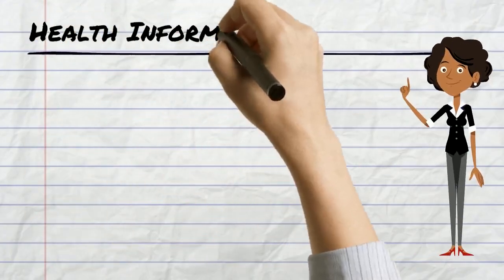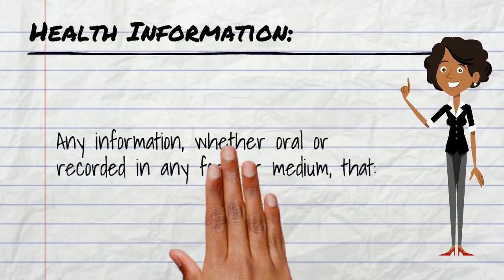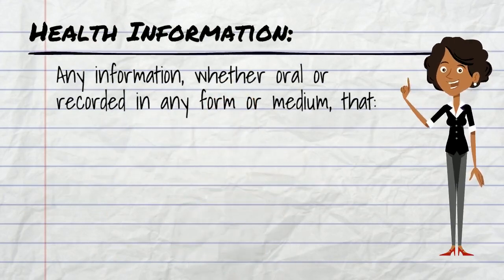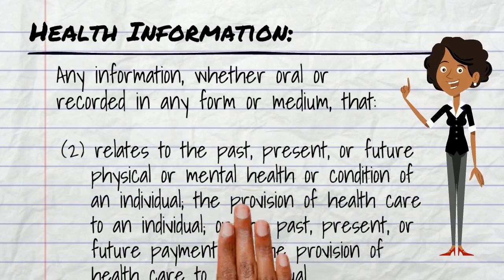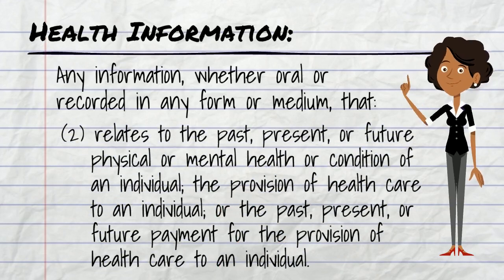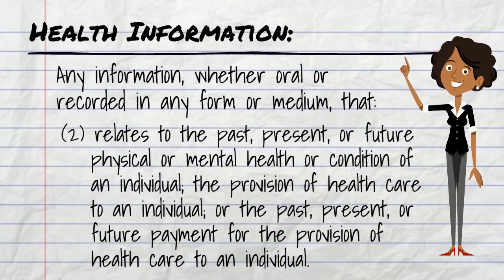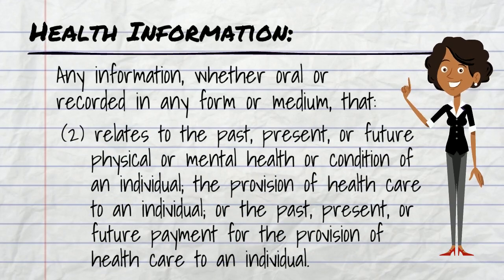Health information refers to any information, whether oral or recorded in any form or medium, that 1. is created or received by a healthcare provider, health plan, public health authority, employer, life insurer, school or university, or healthcare clearinghouse, and 2. relates to the past, present, or future physical or mental health or condition of an individual, the provision of healthcare to an individual, or the past, present, or future payment for the provision of healthcare to an individual.